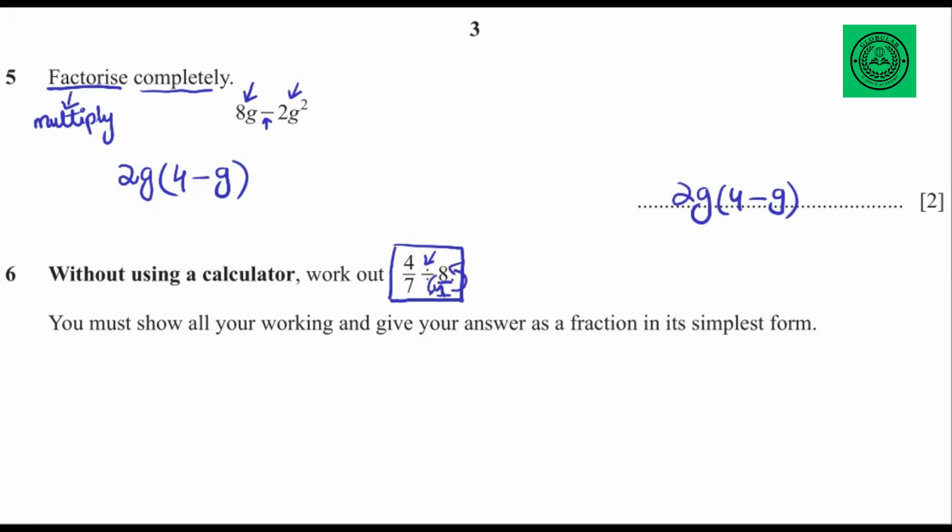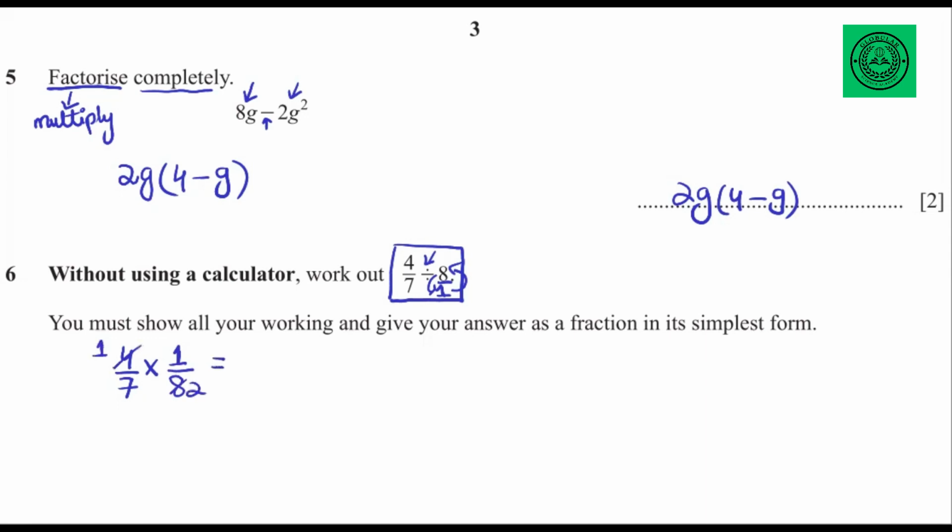So just to show this working, we'll write 4 upon 7. And instead of division, we will write multiply and take the reciprocal of this fraction, which is 8 upon 1. We can also write it as 1 upon 8. And clearly we can see that 4 and 8 have a common factor 4. So they can be cancelled with 4, 4 1 times and 4 2 times.